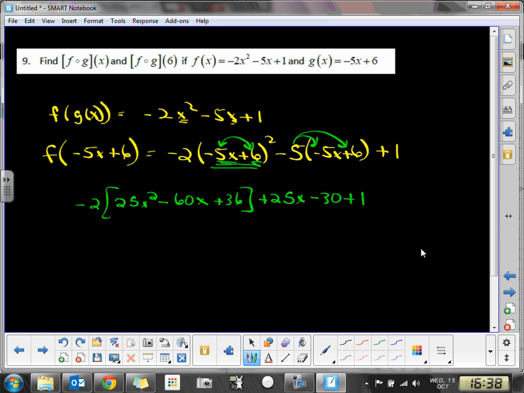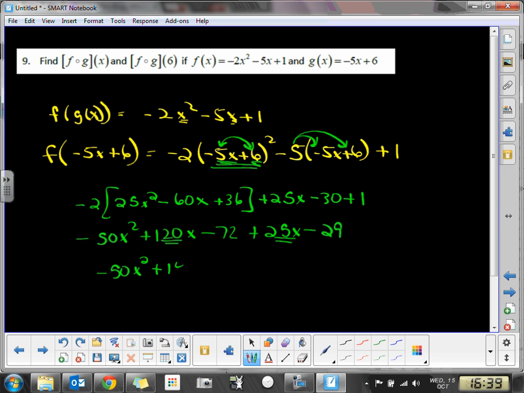Distribute the negative 2, that's a negative 50x squared, plus 120x, because negative times negative is positive, then minus 72, plus 25x, and then minus 29. Collecting our like terms, there's only the negative 50x squared. We have a plus 120x and a plus 25x, so that's a positive 145x. Then we have a negative 72 minus 29, and that should be a negative 101.